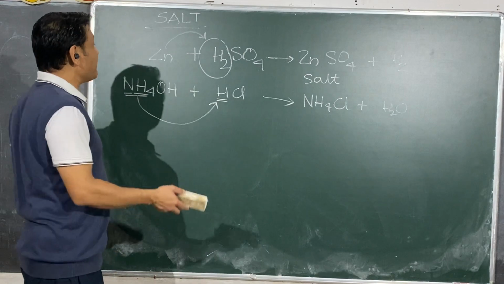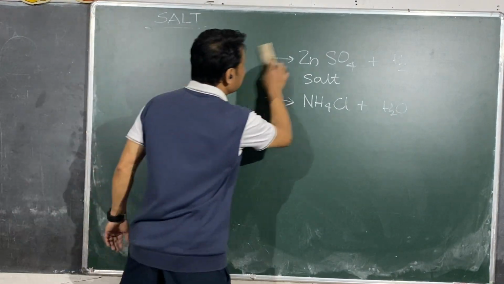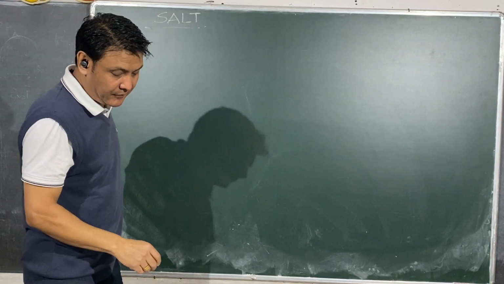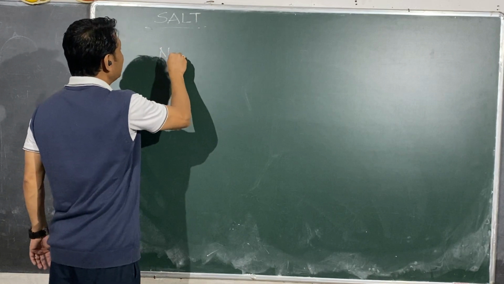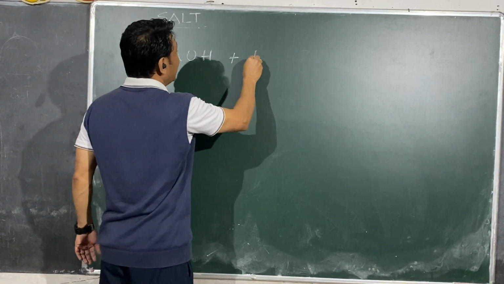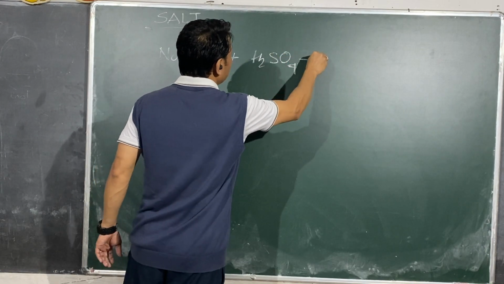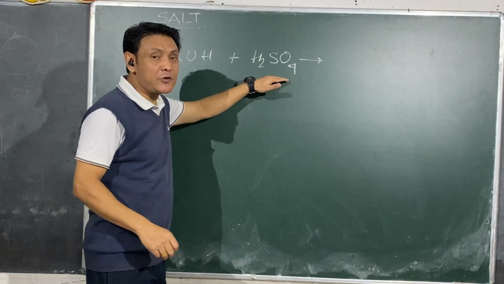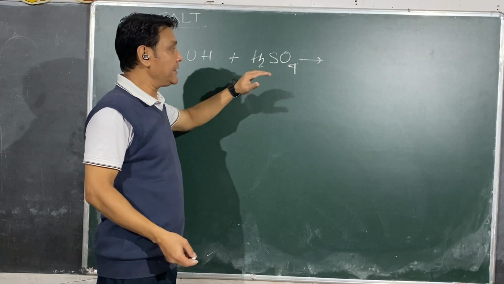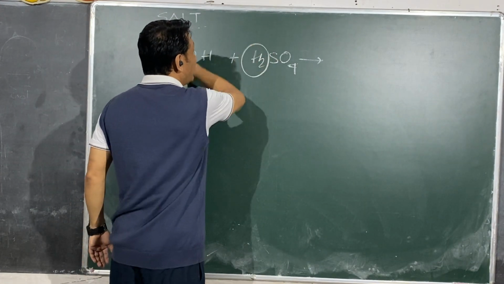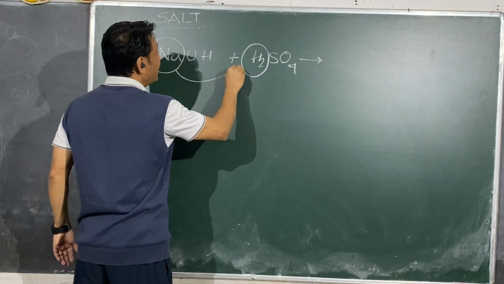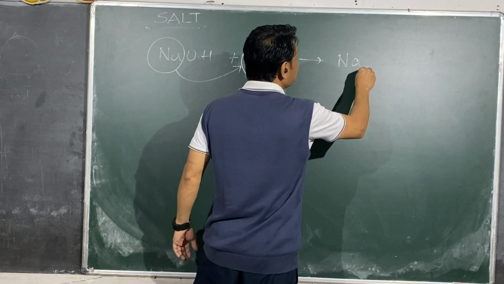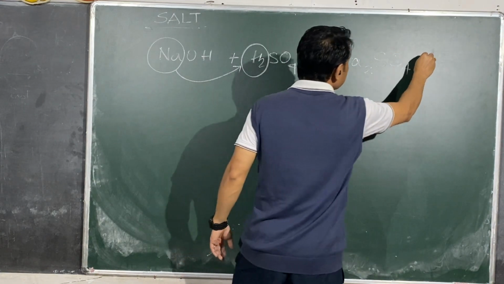So I will give you another example, ammonium hydroxide and sulfuric acid, H2SO4. Now we know that hydroxide of a metal is a base and H2SO4 is an acid, sulfuric acid. Now, the hydrogen ion of an acid is replaced by sodium. What is it called? Salt is formed. So instead we have Na2SO4 plus.